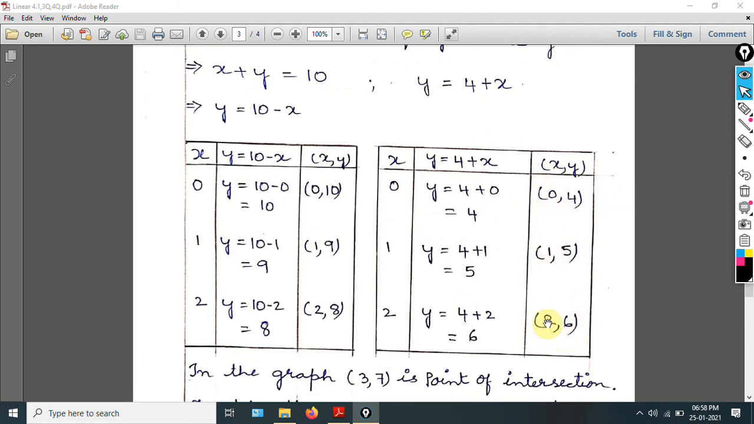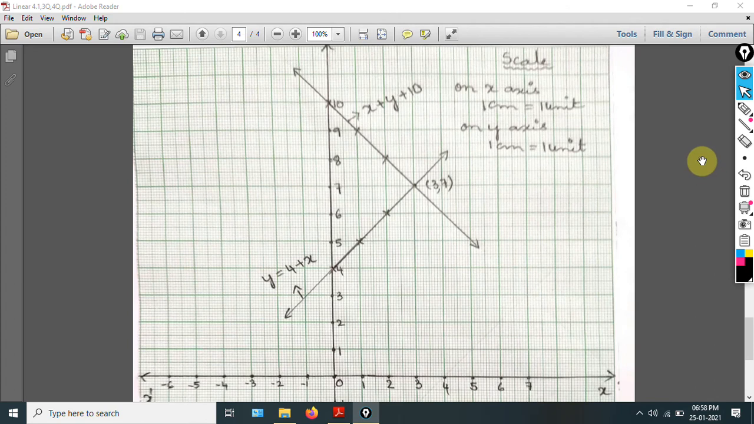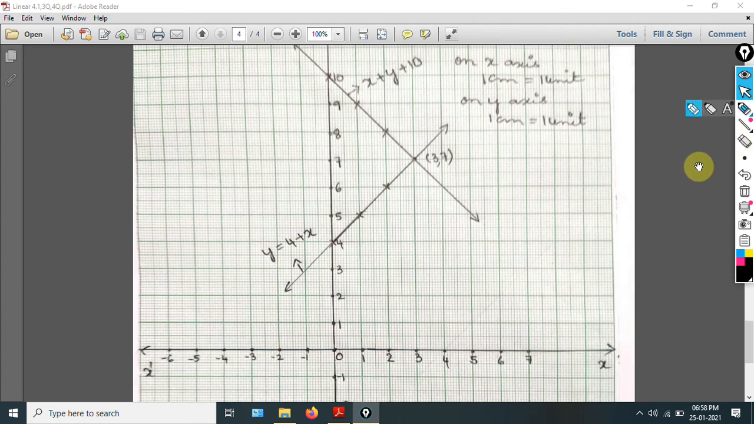Next, for this equation we have to plot the graph. The first point is 0 comma 4. So here I am writing 0 comma 4. The x value is 0, the y value is 4. So on the x-axis, where is 0? Here. From this position only we have to see where we are getting the y value. What is the y value? 4. So from here we are getting 4, so we should put one cross mark.